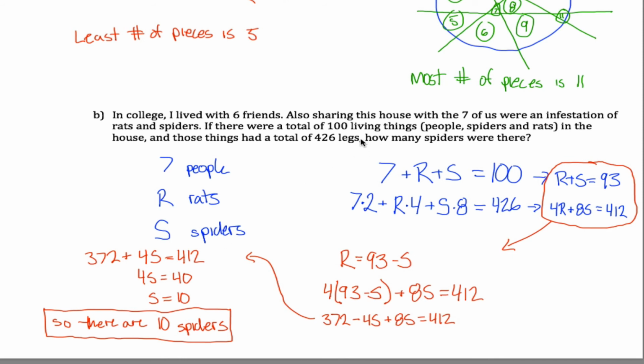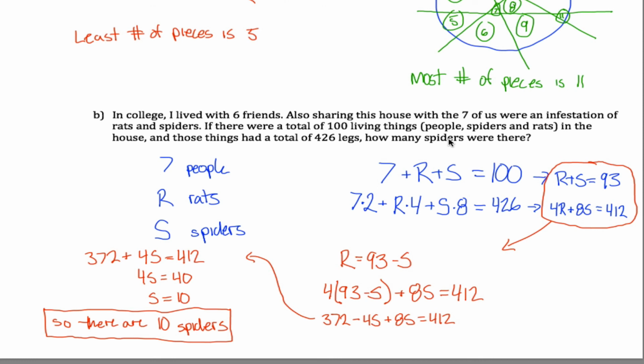I don't know. There's 100 total living things. 7 of them are people. Maybe 50 of them are spiders. Well, if 50 of them are spiders and 7 are people, I guess that would be 43 rats. Let's count up the legs. Oh man, I got way too many legs if you count up the legs that way. So I must have picked way too many spiders because spiders have lots of legs.